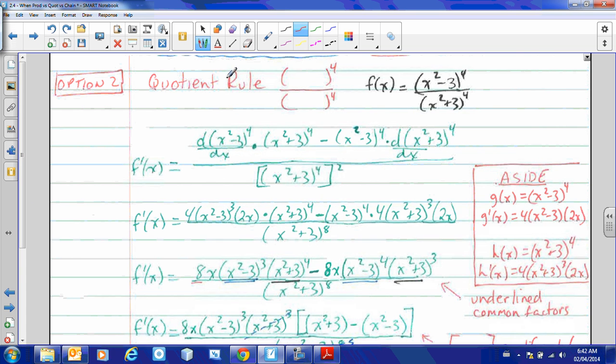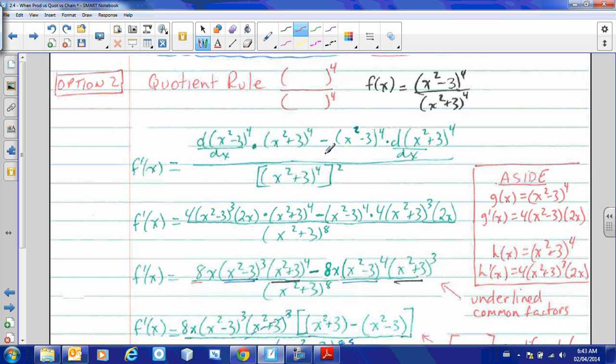Second option is I look at the exact same question and think of it as a quotient rule, in which case, instead of having the one bracket with a 4 on the outside, I recognize the exponent is on both the top and the bottom. And so I'm going to treat it as a quotient rule, which means taking the derivative of the numerator first, multiplying by the denominator unchanged, minus numerator unchanged times the derivative of the denominator over the denominator squared.